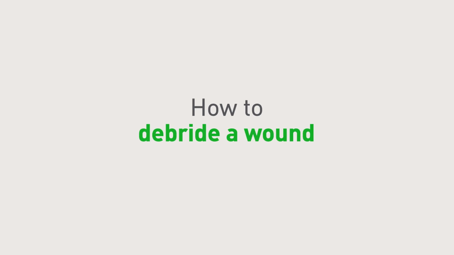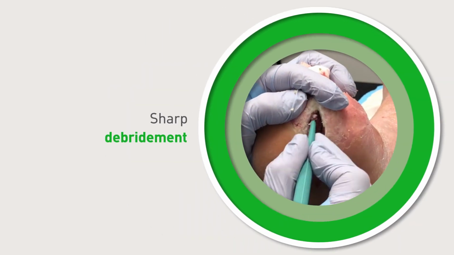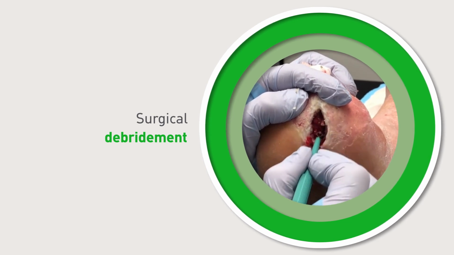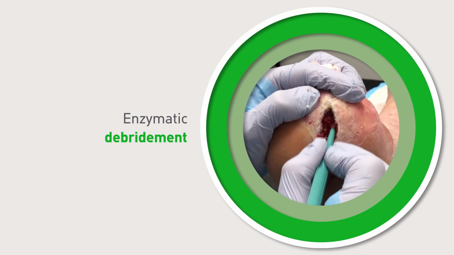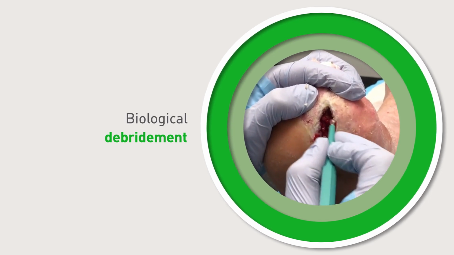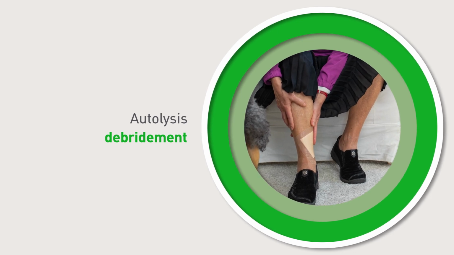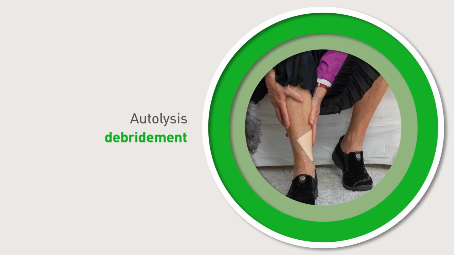There are several ways to achieve wound debridement, including sharp debridement, which may be done at the bedside, or surgical debridement, which is performed in an operating theatre. There is also mechanical, enzymatic, and biological, as well as a process called autolysis, which can take place when a moist environment on the wound is created to allow natural removal by the body's own enzymes.